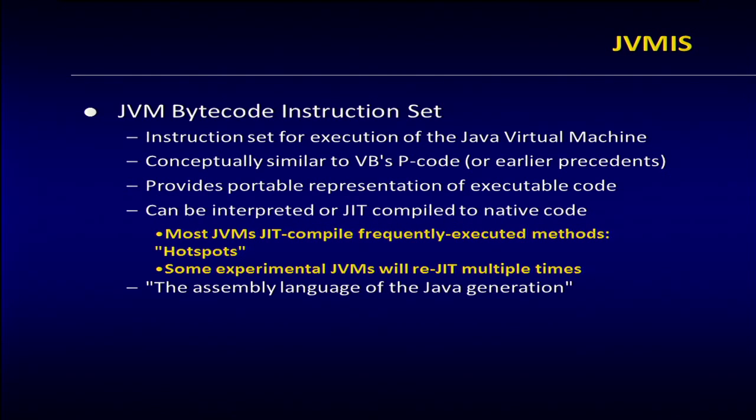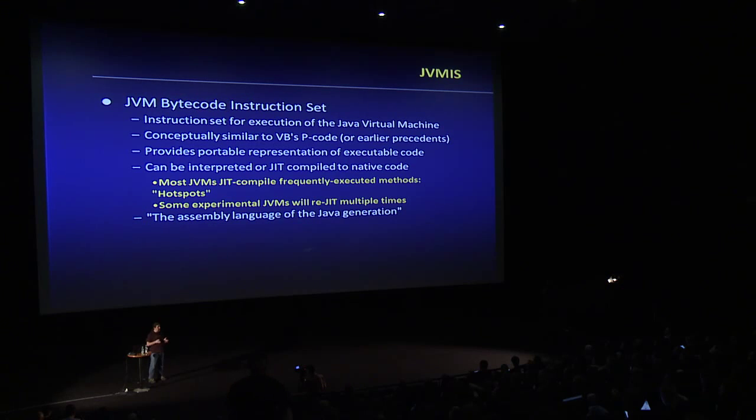The JVM spec doesn't really give it a nice formal name the way Microsoft called their intermediate language Microsoft intermediate language, or common intermediate language, CIL. The thing to note is that this was not the first time this had happened. As a matter of fact, the JVM bytecode set has kind of a long and rich history.